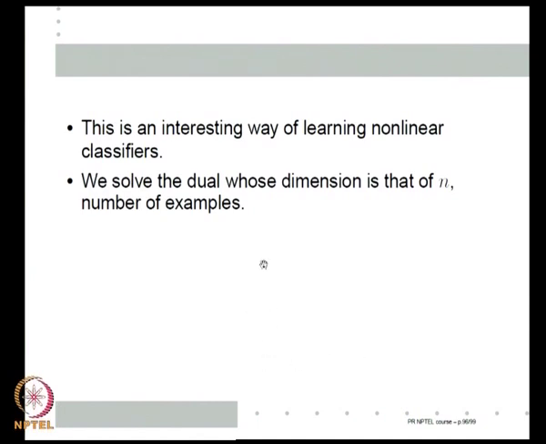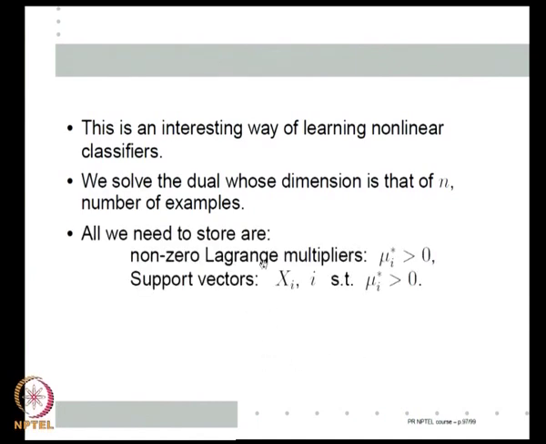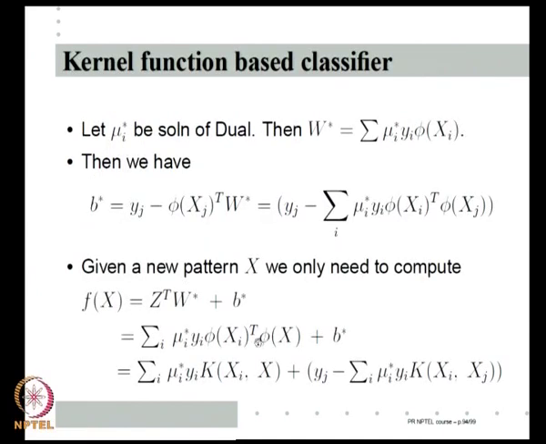We solve the dual whose dimension is that of n, the number of examples, and all we need to store are all the non-zero Lagrange multipliers mu i star and the corresponding support vectors xi. Right, all xi corresponding to mu i star greater than 0. If I store them, you give me any new x, I calculate this and then I am done. I can classify any x by doing this.